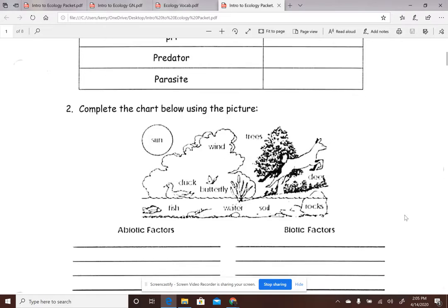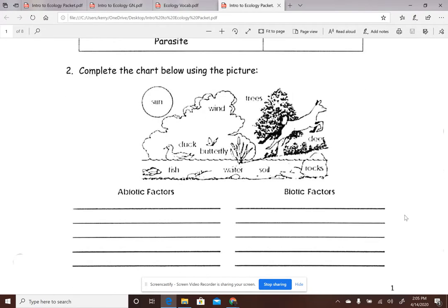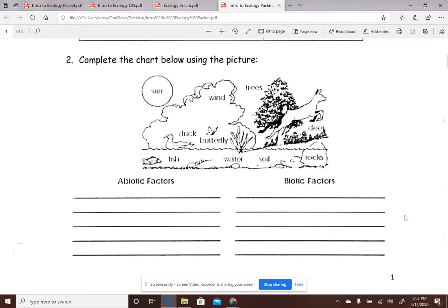Then for number 2, complete the chart below using the picture. They're asking you to list whether something is abiotic or biotic. Again, abiotic meaning non-living, biotic meaning living. And in the picture, you have the sun, wind, trees, deer, rocks, soil, water, fish, butterfly.